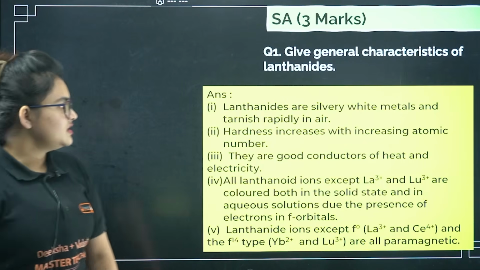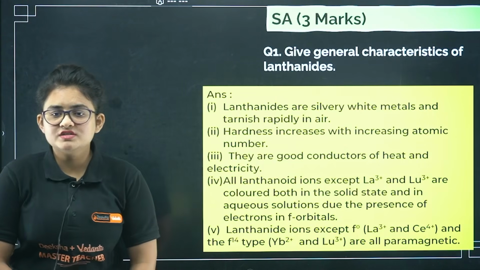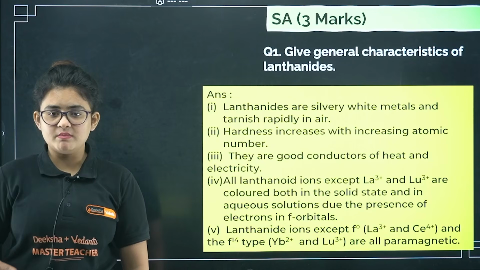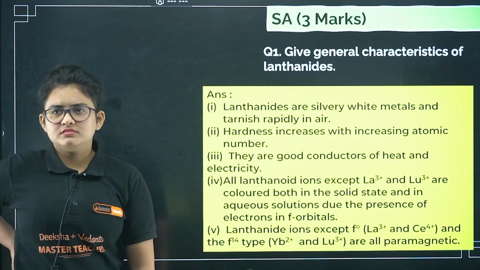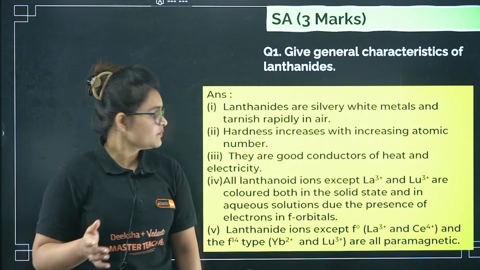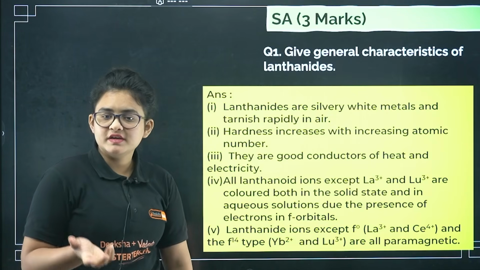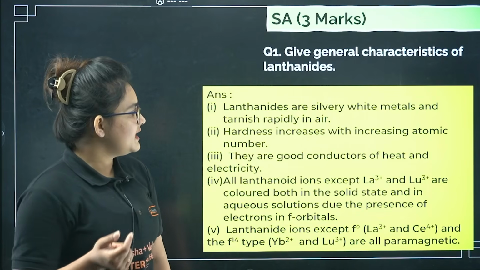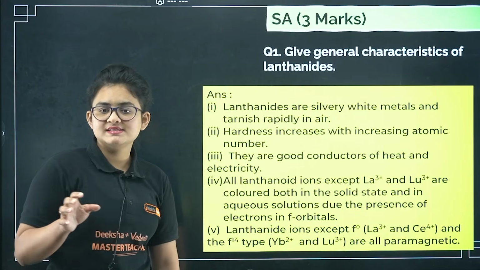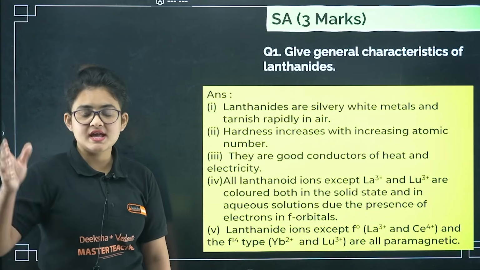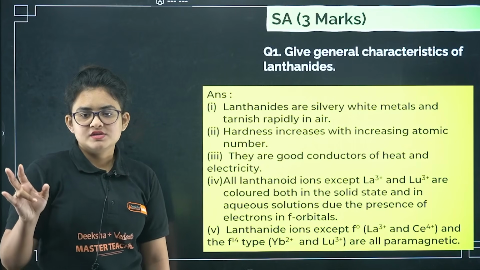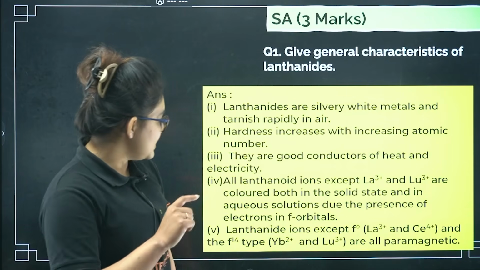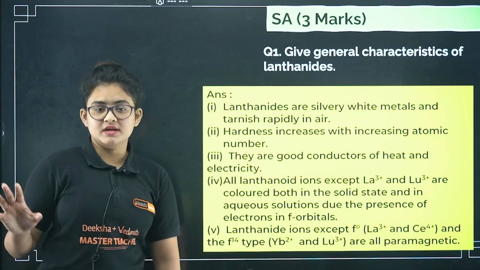Okay, a 3-marker question. It is definitely a white metal, and it gets tarnished in air rapidly. Hardness increases with atomic number. Next, they are good conductors of heat and electricity, and all lanthanide ions except La3+ and Lu3+ are colored, both in solid state and in aqueous state. One more: lanthanide ions except f0 and f14 type are all paramagnetic.